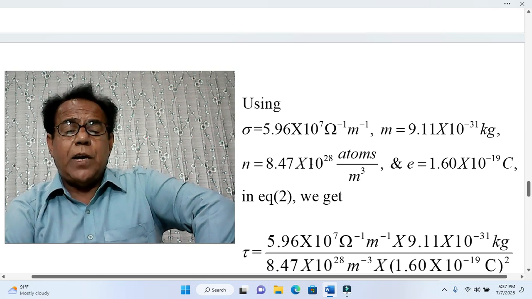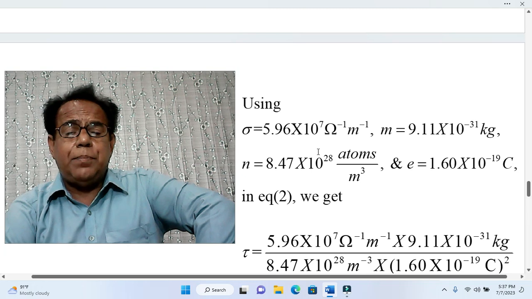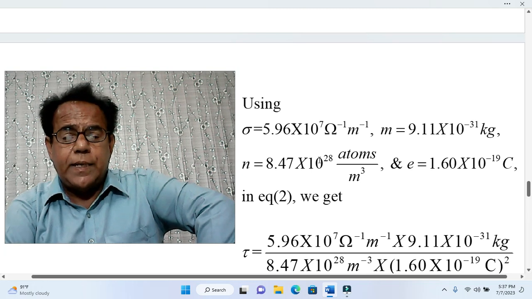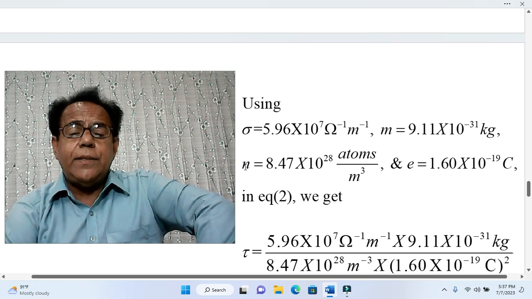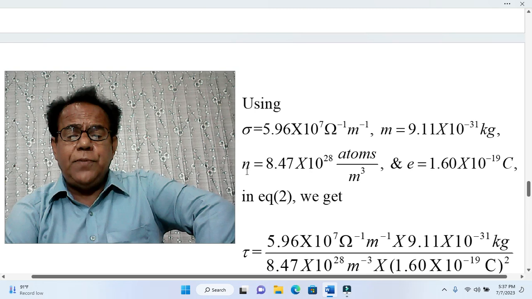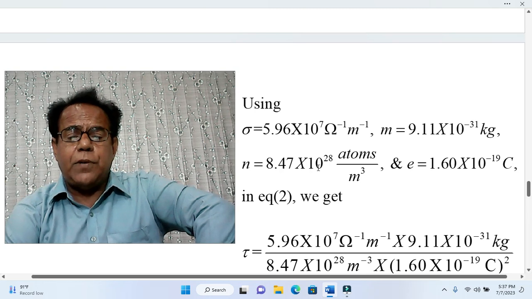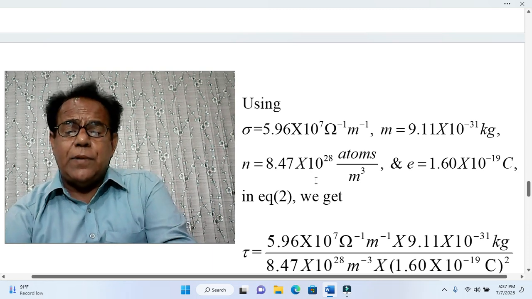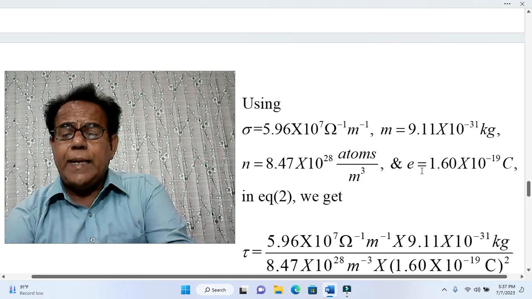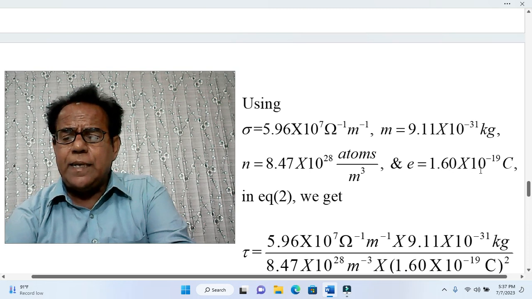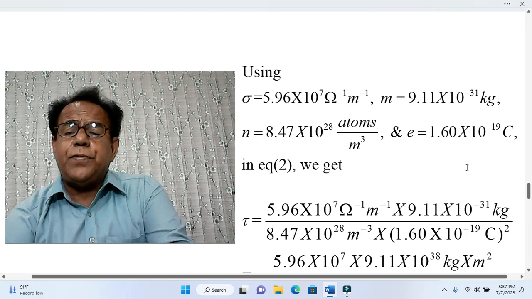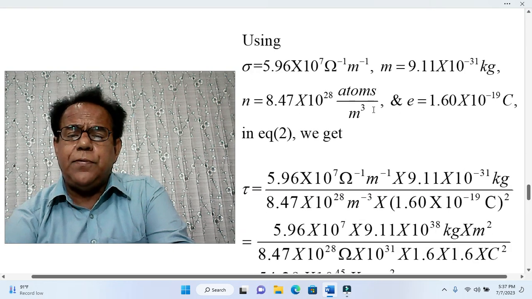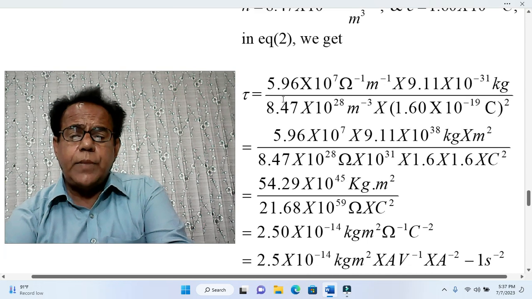Unfortunately, by mistake that table has not been included in our helping tools, but it is confirmed that this value, that is n equal to 8.47 into 10 to power 28 atoms per meter cube, is a constant value, and is given in the relevant tables. And here electronic charge, elementary charge is also given in the table of physical constants. So we will put all these values in equation number 2, and hence nothing else, just simplification.